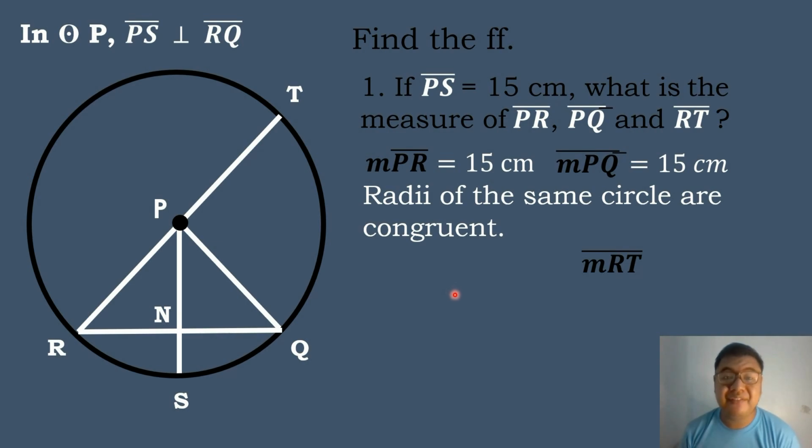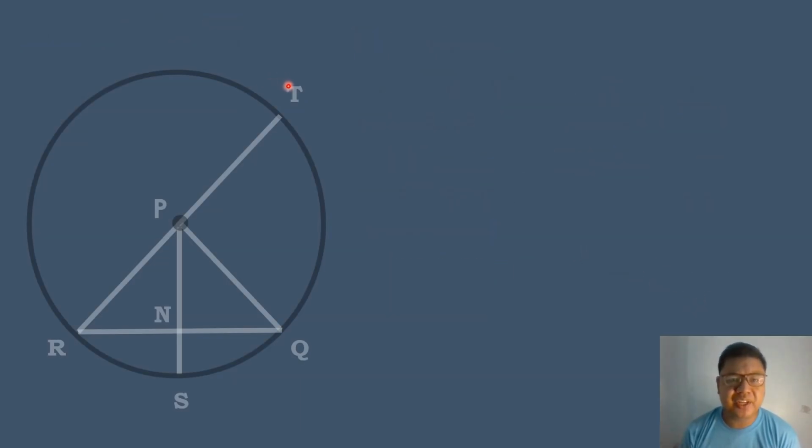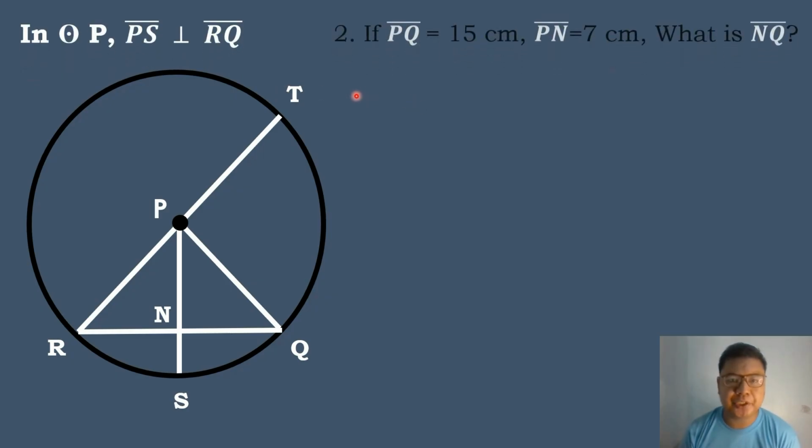Next, let's have the measure of segment RT. So segment RT is a diameter. All we need to do here is to multiply the value of the radius by 2. So multiplying 15 cm times 2, the measure of segment RT is equal to 30 cm. Next, using the same figure, let's have question number 2.